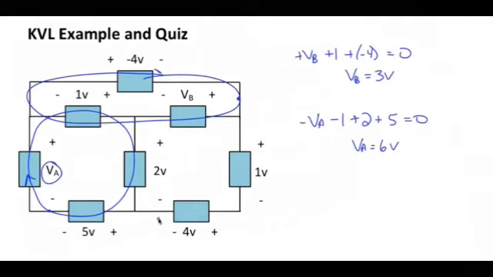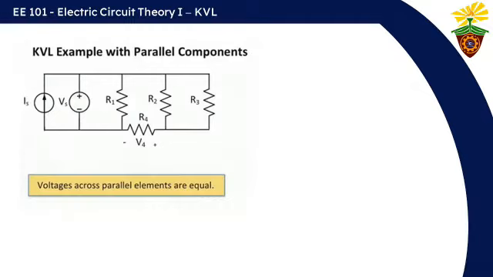And how many loops do I have here? I've got 1, 2, 3, and then I've got this loop right here that's 4, 5, 6 around here, and then the big one is 7. So I've got 7 loops here. The KVL holds for each one of those.